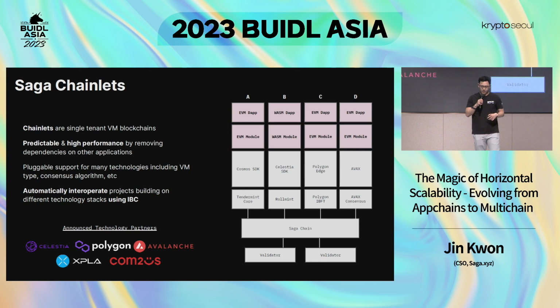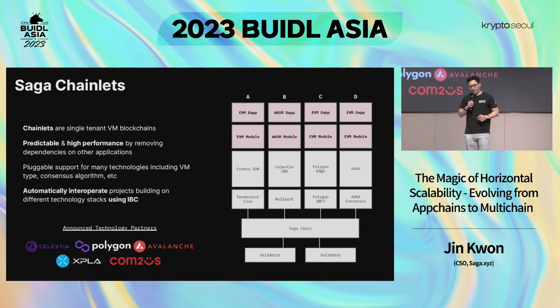But we can expand this out into different kinds of VMs and different kinds of consensus algorithms. We have a partnership with Polygon. We have a partnership with Avalanche to automate the launching of subnets and supernets. We have a partnership with Celestia to go into rollups. And we also have a partnership with Expo and Come to Us to expand out their network ultimately.